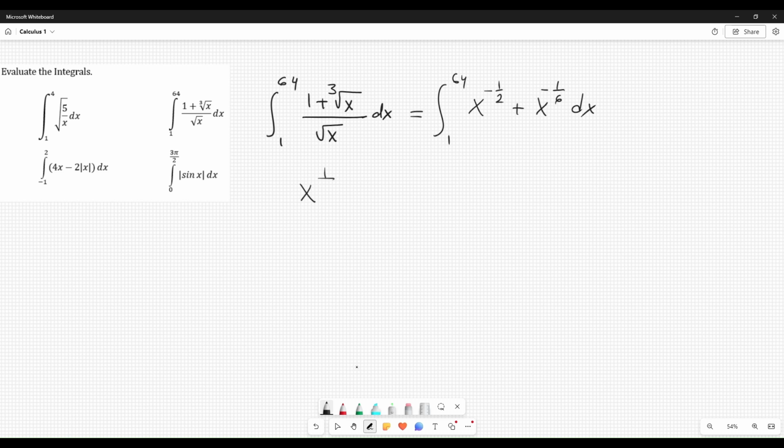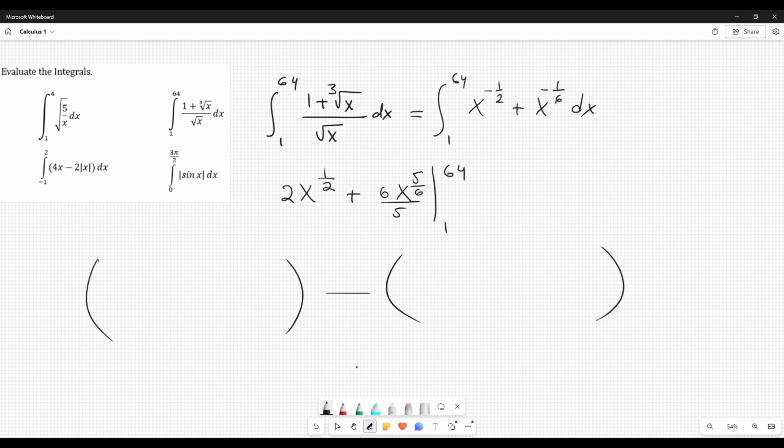x to the positive 1/2 divided by 1/2, equivalent to multiplication by 2, plus negative 1 over 6 plus 1 is 5 over 6, so x to the 5 over 6, multiplication by 6 over 5. Evaluate that in between 1 and 64. Okay, I open two big parentheses and you copy. 64 first: 2 square root 64 plus 6 over 5 times 64 raised to the 5 over 6. Now the second one is 2 radical 1 plus 6 over 5 times 1 raised to the 5 over 6.